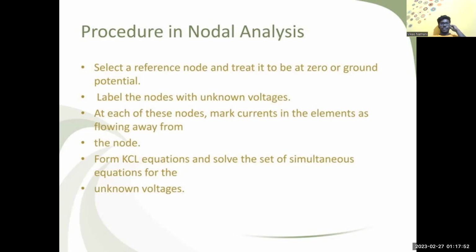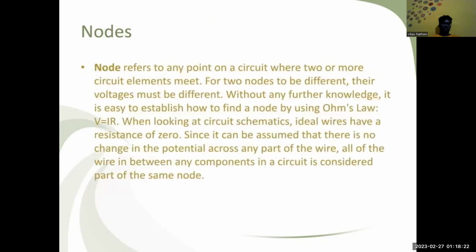Procedure in nodal analysis. Let's talk about that. First, we need to select a reference node and treat it to be at zero or ground potential. Label the nodes with unknown voltages. At each of these nodes, mark the current in each element as flowing away from the node. Form KCL equations and solve the set of simultaneous equations for the unknown voltages.